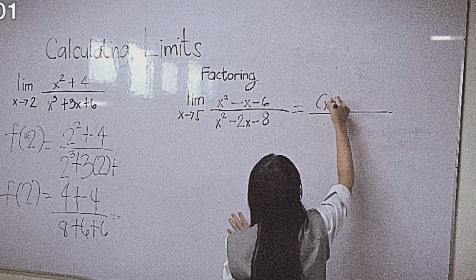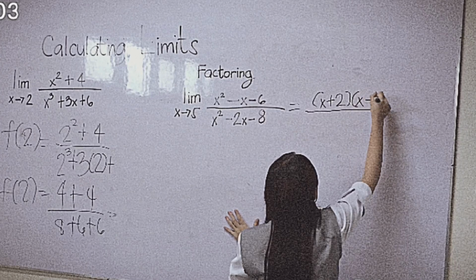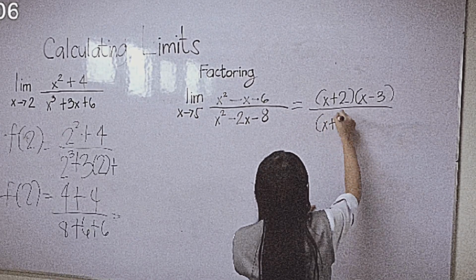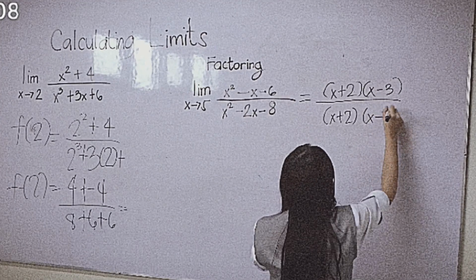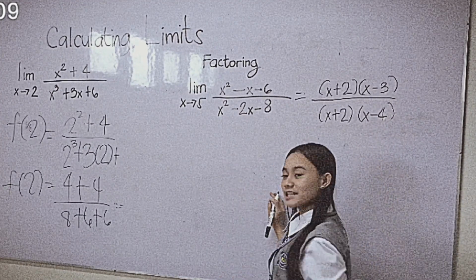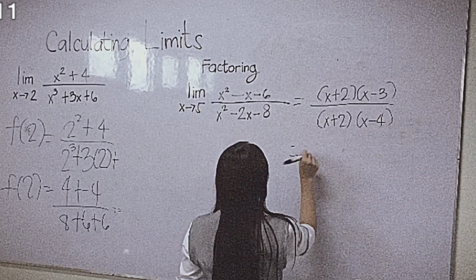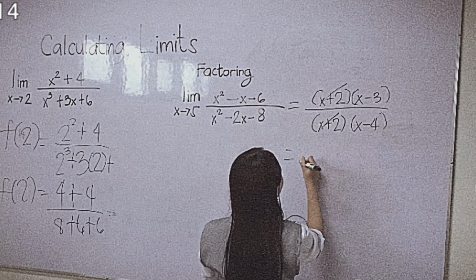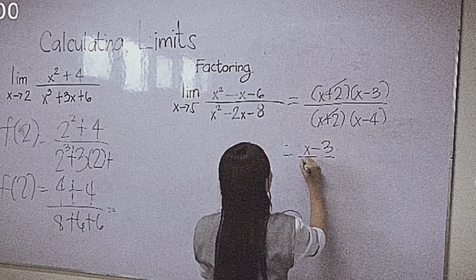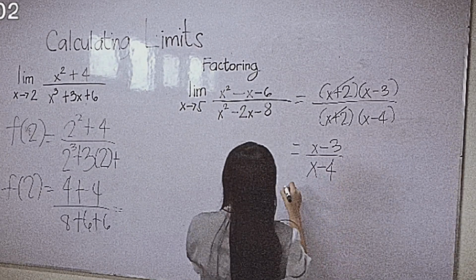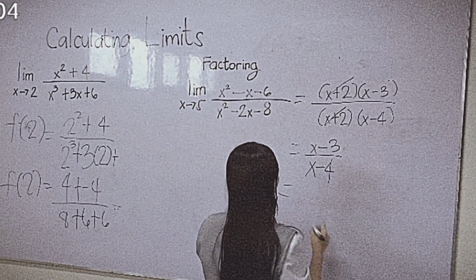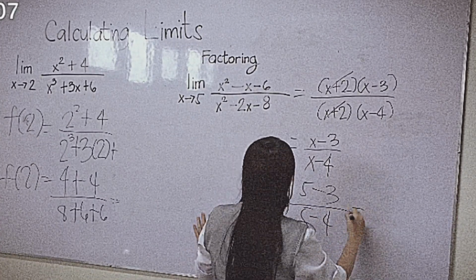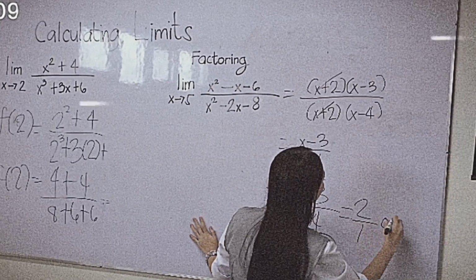We have x plus 2 times x minus 3 as a factor of x squared minus x minus 6, and then x plus 2 times x minus 4 as a factor of x squared minus 2x minus 8. And then cancel out the common factor, which is x plus 2. Then simplify x minus 3 over x minus 4, and then substitute the x to our factor. 5 minus 3 over 5 minus 4 is equal to 2 over 1 or 2.